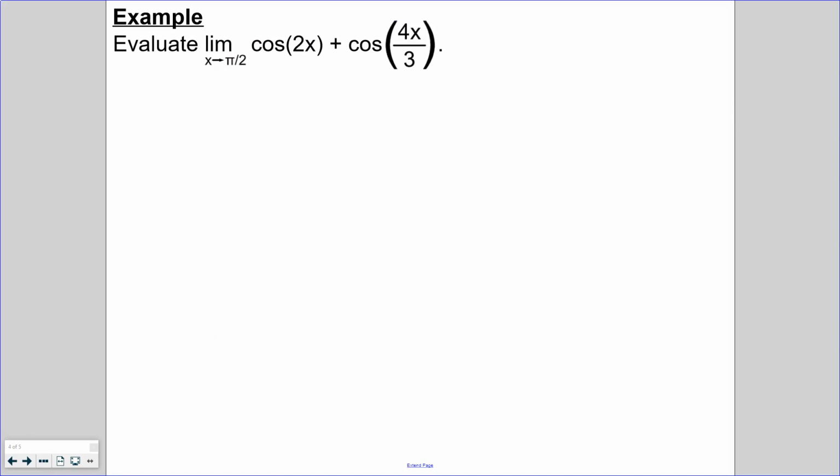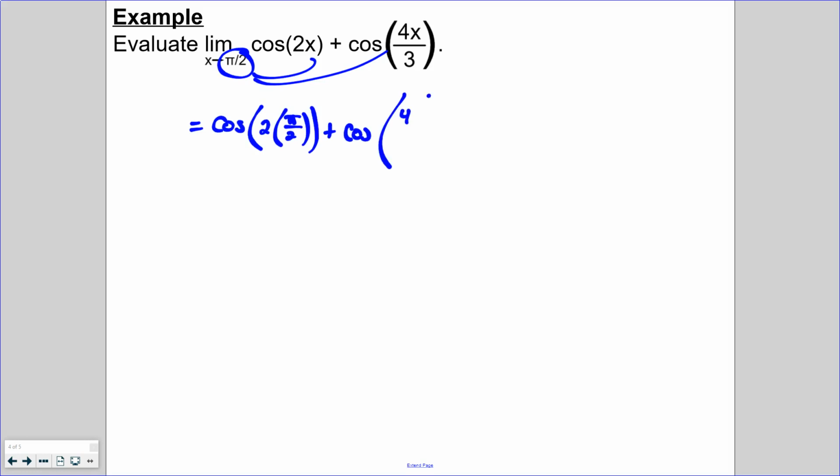Alright, next up we have something very similar. This time we're looking at the limit as x approaches pi over 2 of cosine of 2x plus cosine of 4x over 3. And again, we always want to try direct substitution first to see if it works. So we can drop the limit. Cosine of 2 times pi over 2 plus cosine of 4 times pi over 2 over 3.